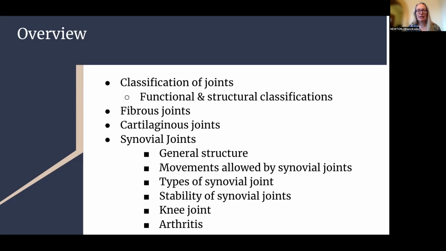The majority of this presentation will be focused on the structural classifications. And these are the three major types: the fibrous joints, cartilaginous joints, and the synovial joints. As you can see under here, under synovial joints, we have a lot of different topics to work through, just because synovial joints are the most common joints in the skeleton.